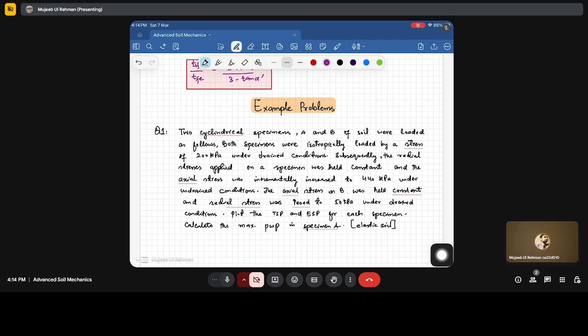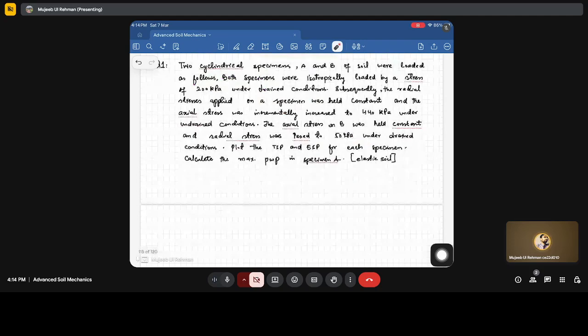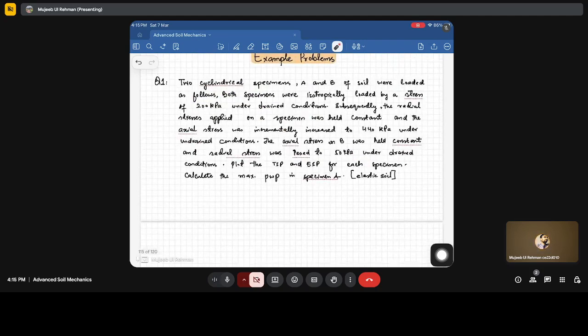So we resume now. Question number 1. Two cylindrical specimens A and B of soil were loaded as follows. So we have two soil samples A and B. Both specimens were isotropically loaded by a stress of 200 kPa under drained conditions. So A and B both have been consolidated at a confining stress sigma 3 of 200 kPa and 200 kPa.